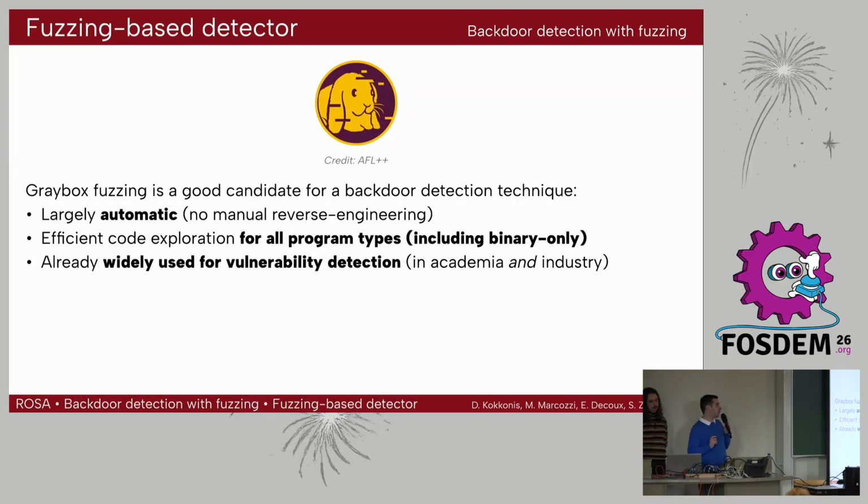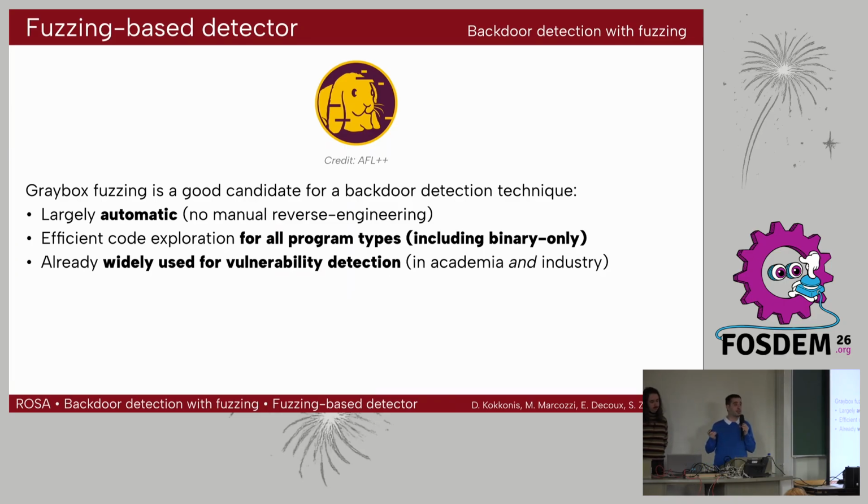And so yeah, given that there was room to do something better, we decided to go with graybox fuzzing, because it's largely automatic, so it's better than just doing manual work. It can explore all types of programs, including if you want to vet a binary firmware. And it has already been very successful at finding CVEs like buffer overflows, so why not find backdoors?